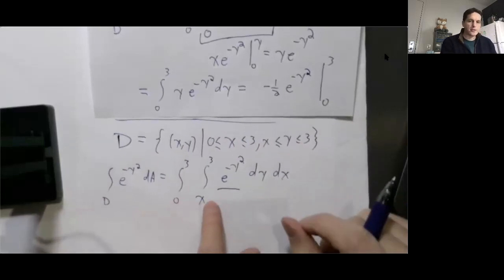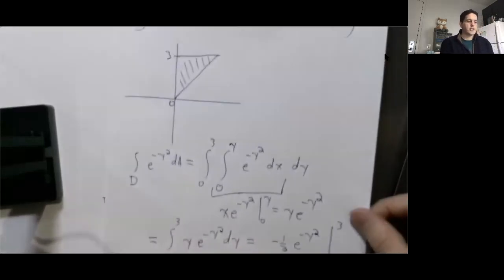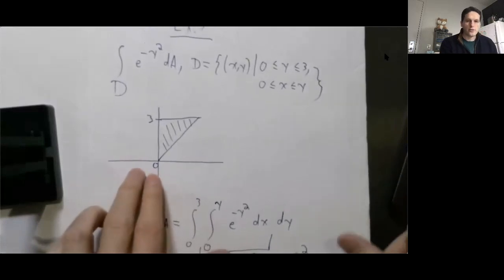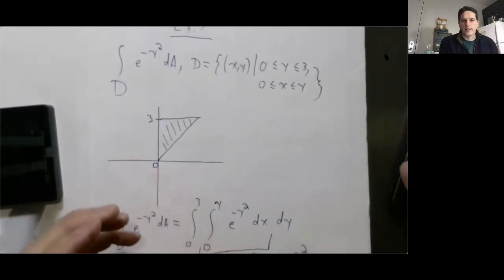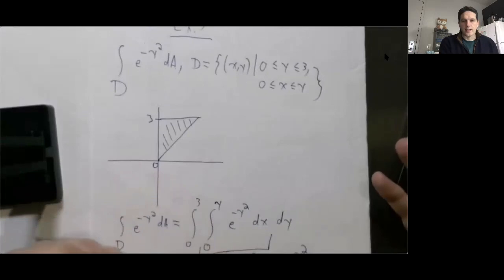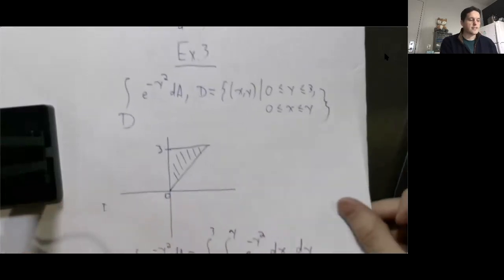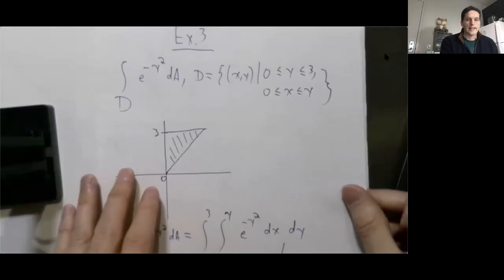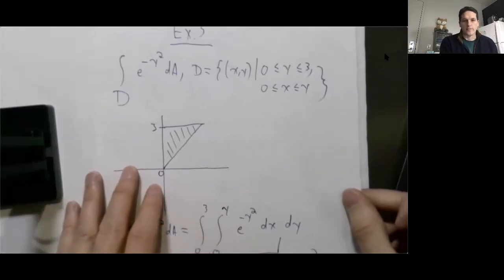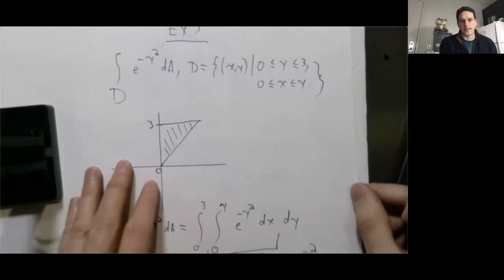So that's an example where viewing the region as a type 2 region led to an integral that we were able to evaluate, whereas viewing the same region as a type 1 region led to an integral that we could not evaluate. That's an interesting thing that happens sometimes.